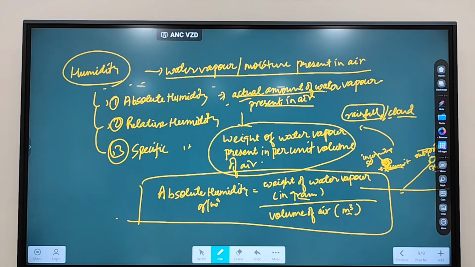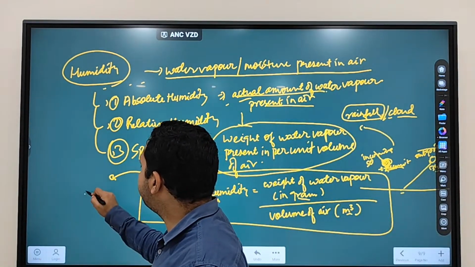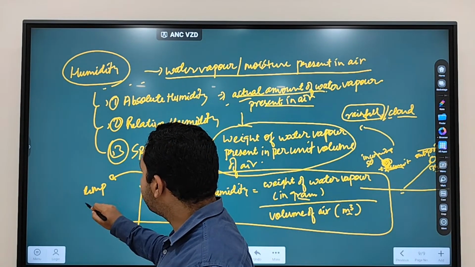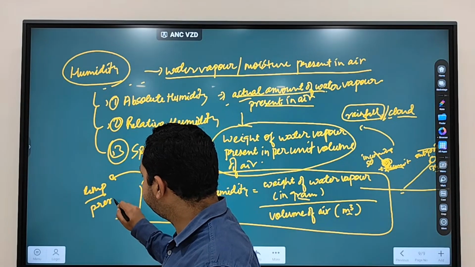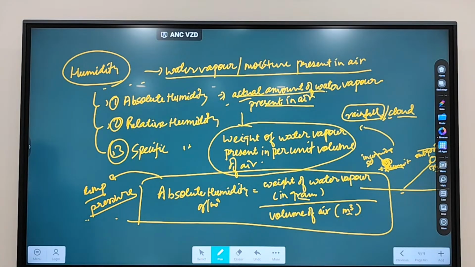Now remember that absolute humidity is going to vary with temperature. It is going to vary with the pressure. So absolute humidity is going to vary with the temperature. It is also going to vary with whom?